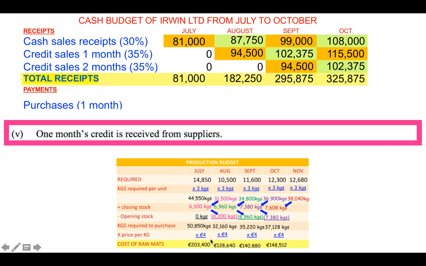So our creditors will give us 1 month credit. So July's purchases, we're going to pay for them in August. So 203,400 is going to be paid in August. August's purchases, 128,640, is going to be paid for in September. And September's purchases of 140,880 is going to be paid for in October. So that will be the purchases there.